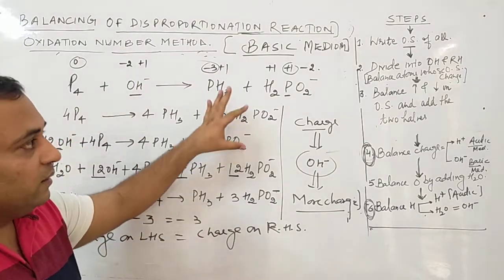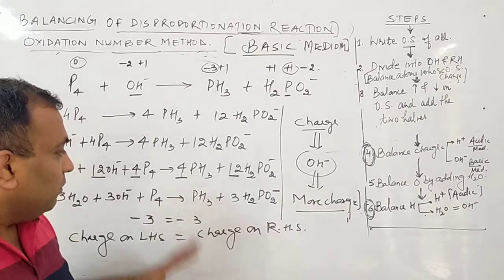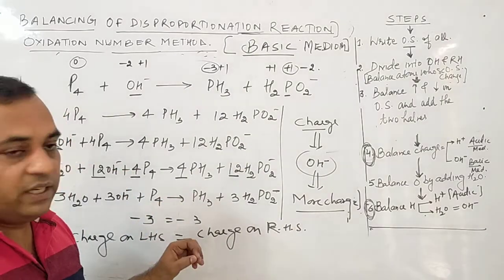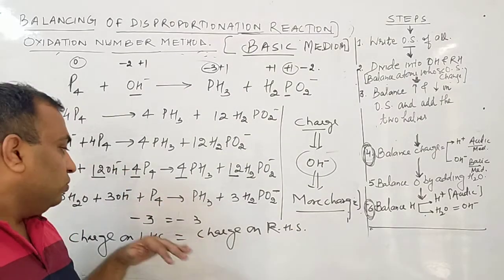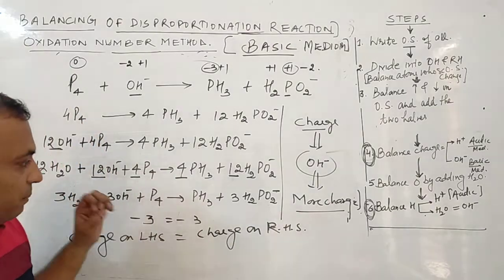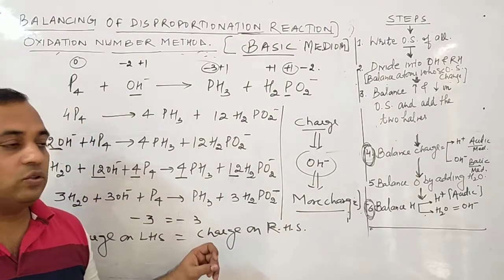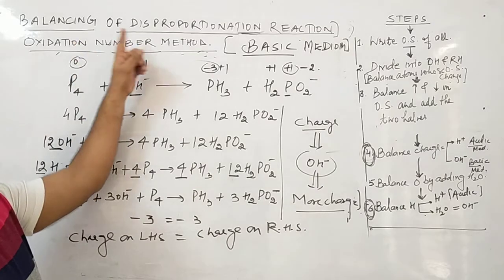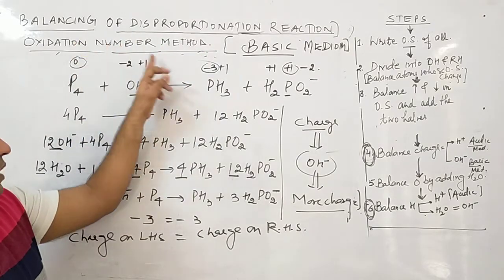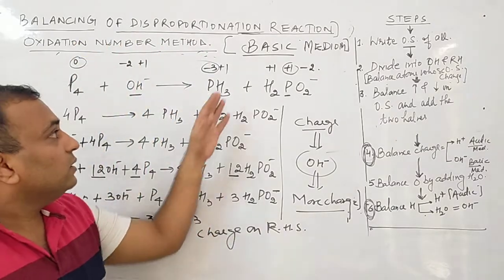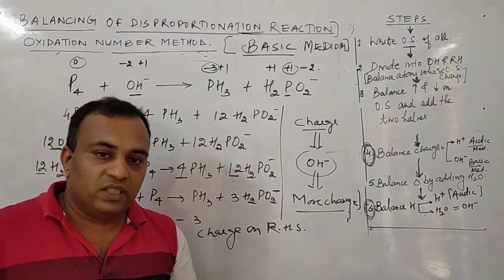ठीक है, and both the medium acidic and basic. But ध्यान कीजिए, if there is a little mistake then the balancing is wrong. तो लास्ट में चेक जरूर कीजिए कि आपका चार्ज equal है or not. So this is all about the balancing of disproportionation reaction by oxidation number method in both the medium acidic and basic. That's all.